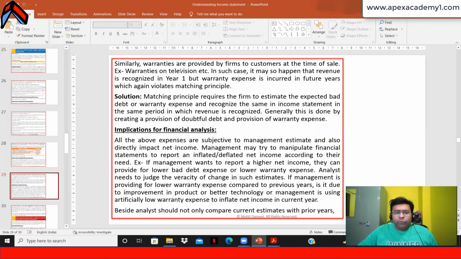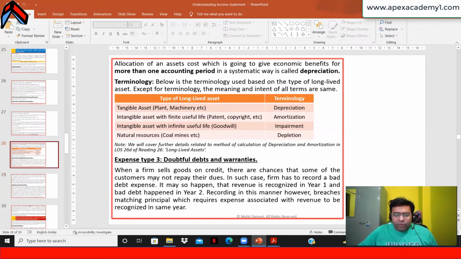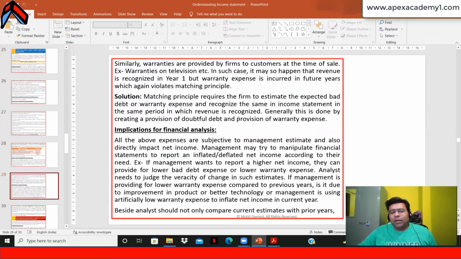Okay. Then doubtful debt and warranties. Doubtful debt is bad debt. So a percentage of bad debt is calculated, and you create a provision for bad debt. Basically, you create a provision for bad debt.